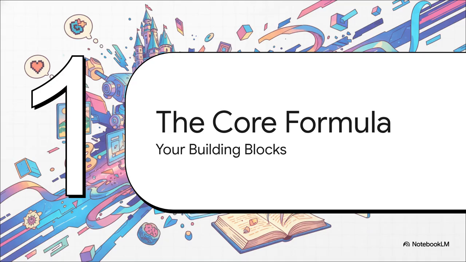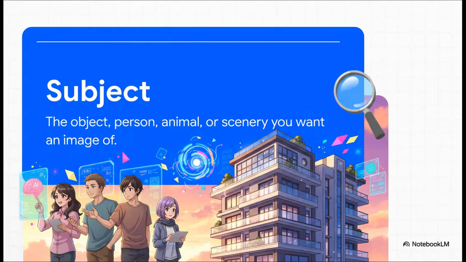Every single great prompt, it doesn't matter how simple or complex it is, is built on a core formula. Nailing this is absolutely the most important first step. First up, you've got your subject. This is the heart of your image, yeah? What is the one thing you have to see? Is it a person, an object, a landscape? Be crystal clear. In this case, our subject is a modern apartment building.